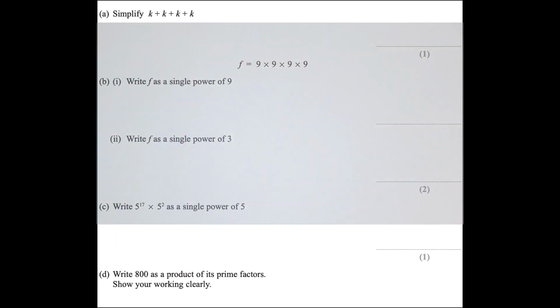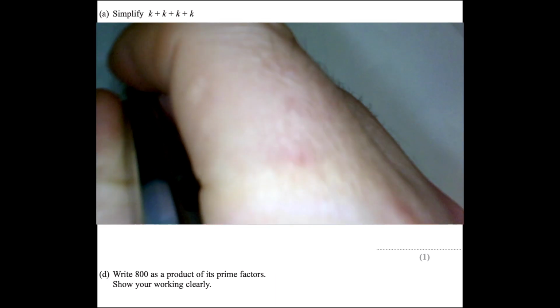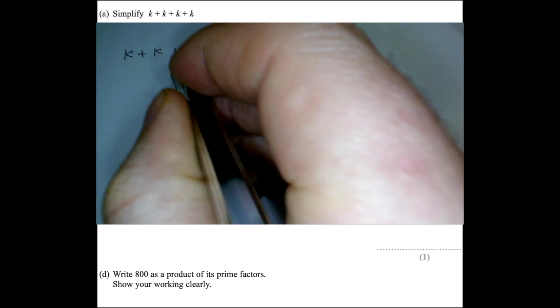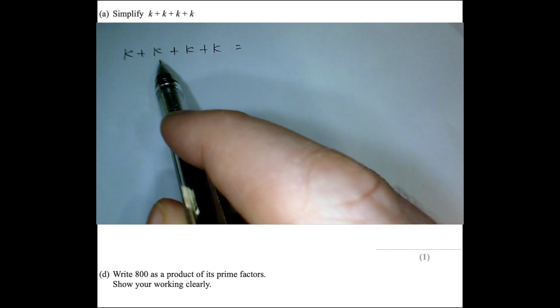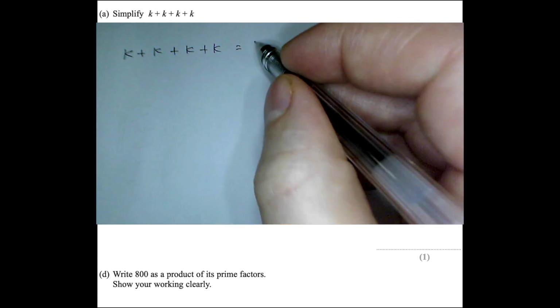Okay, so the first question looks like it's a bit of algebra, doesn't it? We've been asked to add k plus another k, another k, another k. So I will write the question down. k plus k plus k plus k means I must have 4 k's. 1, 2, 3, 4. I've got 4 k's, haven't I? Yeah.